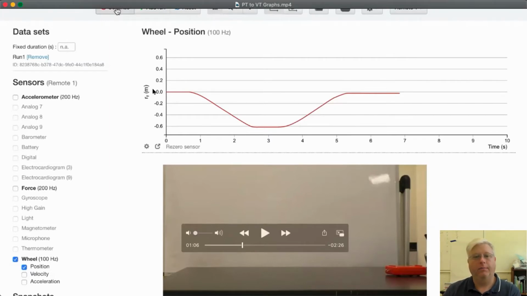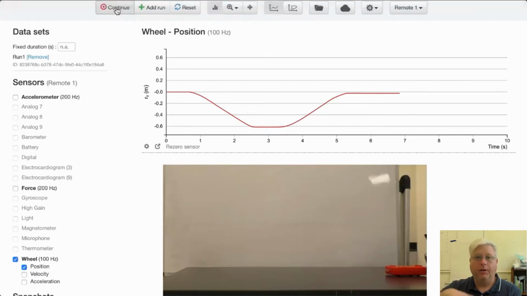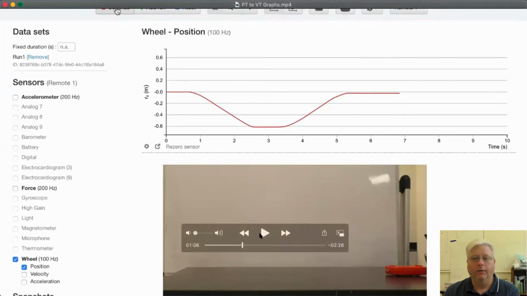Okay, and then by seeing that it started at 0 and I ended up essentially back at 0, we could tell that pretty much where it started is where it ended up. So I brought it back to exactly where it was.